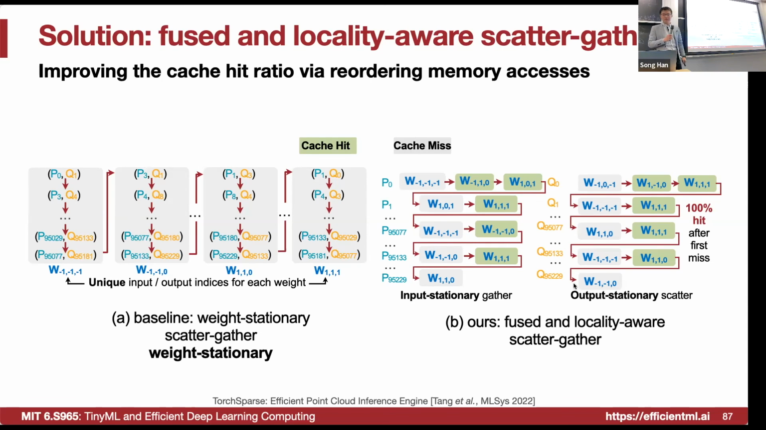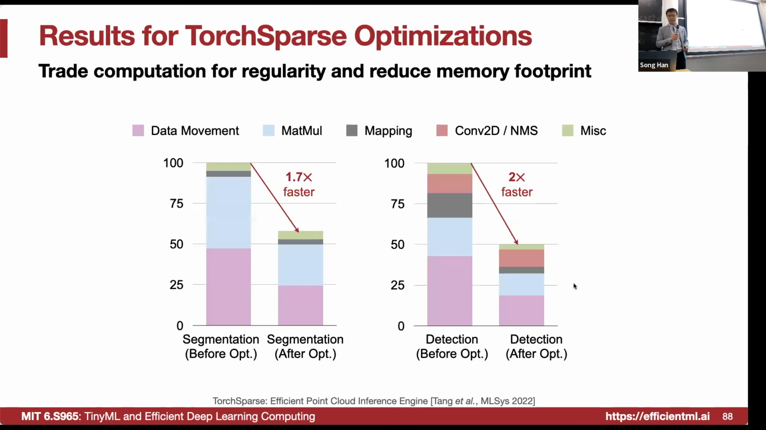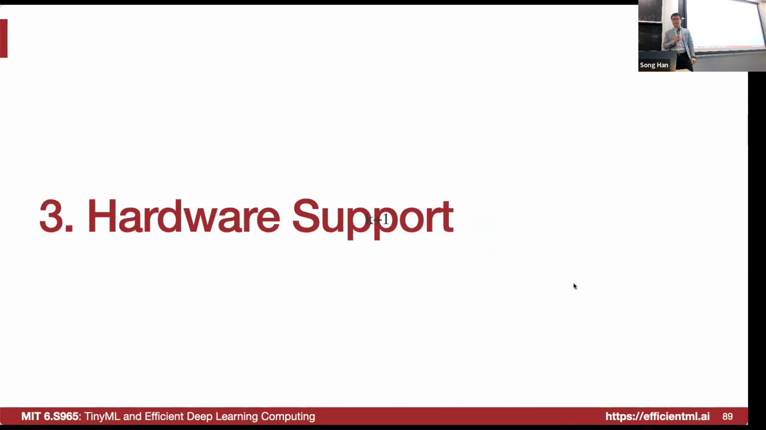There's some other philosophy, which is caching. The sequence matters. If you access points in a random order, it has very poor regularity, so there are a lot of cache misses. Rather, we want to start with one point, make it fixed, and then run all the kernels that are going to interact with this point before we throw it away and move to the next point. So altogether, torch sparse is roughly 1.7 to 2x faster for this segmentation and detection task. Mostly we are reducing the overhead of data movement.